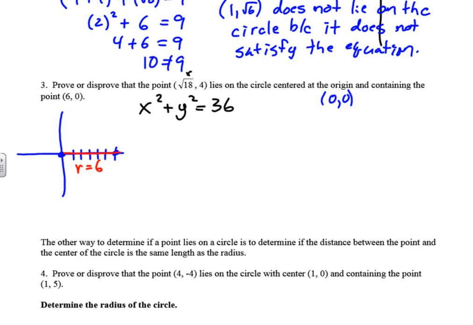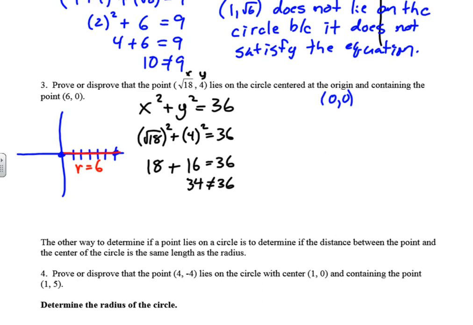So now the point in question: does the square root of 18 squared plus 4 squared equal 36? So this would be 18 plus 16. Does that equal 36? And 18 and 16 is 34. 34 does not equal 36. So the point does not lie on the circle.